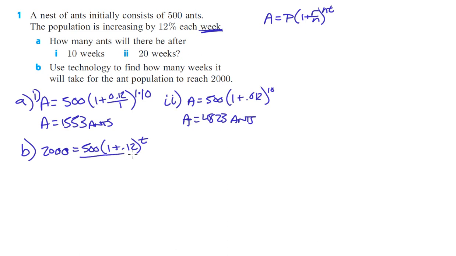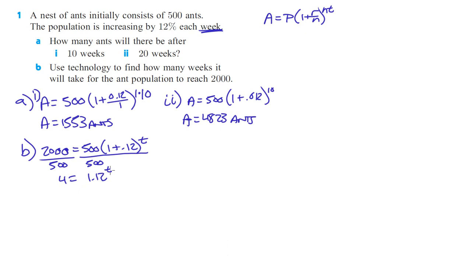Okay, so what we're going to want to do is get this by itself as much as we can. So we divide both sides by 500, and we get 4 equals 1.12 to the t. Now really what this means is how long is it going to take for the population to be 4 times as big as it was originally. Okay, now we have this here.